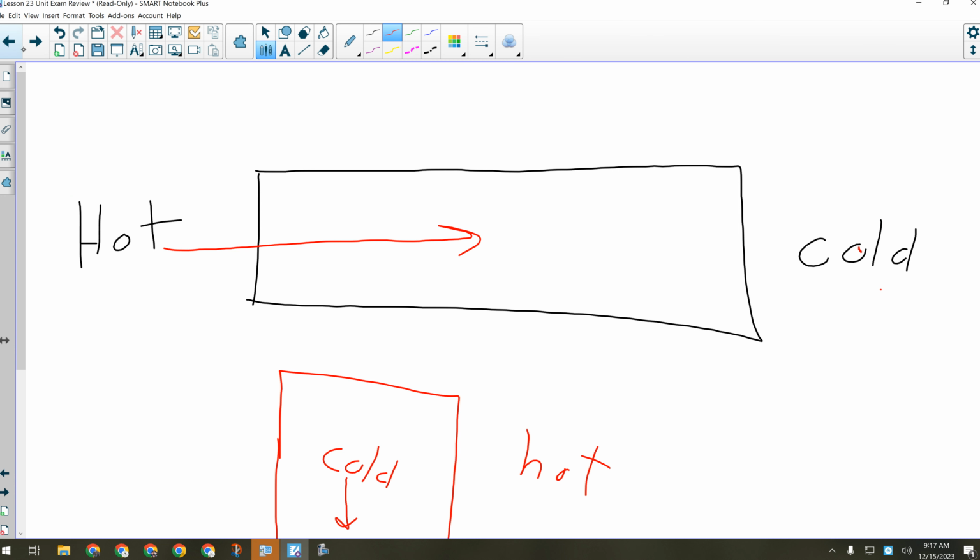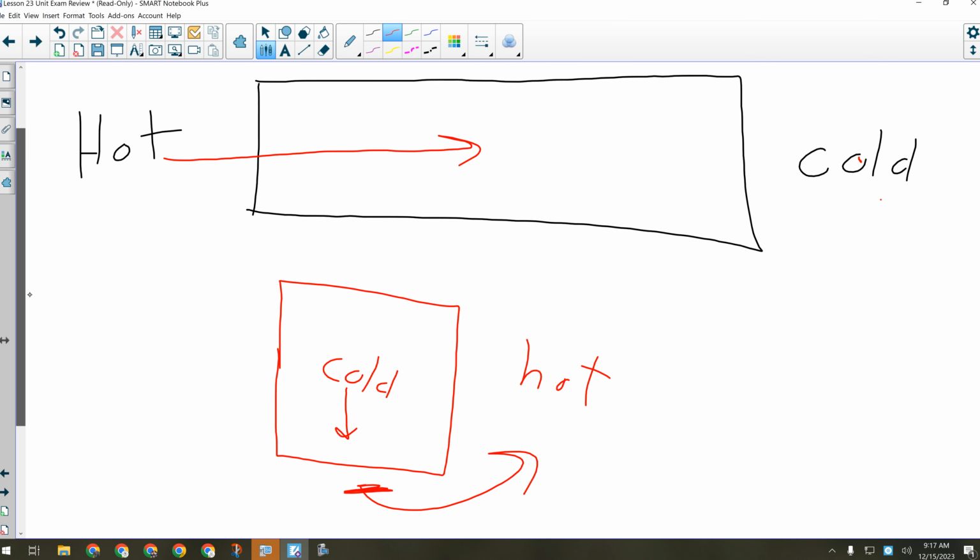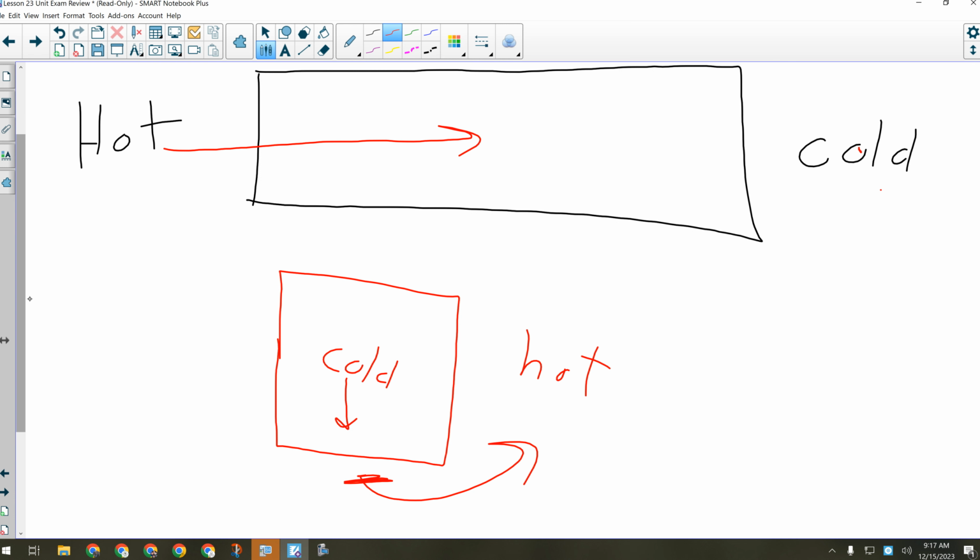Okay, what's that showing? Hot and cold with a rectangle and there's an arrow pointing right. Heat engine. Which law of thermodynamics does it use? First, second, third?